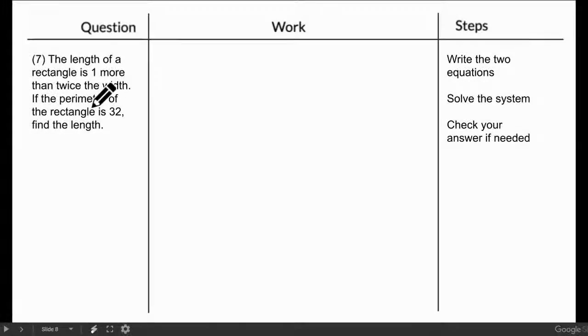twice the width. The perimeter of the rectangle is 32, find the length. So here, we're really just solving a system of equations because we're given two equations with these sentences. The first step that I'm going to do is write those two equations.